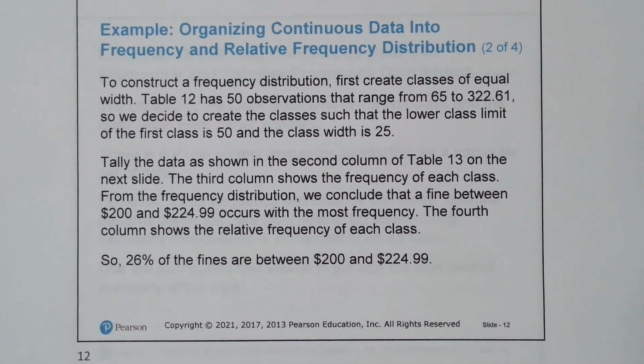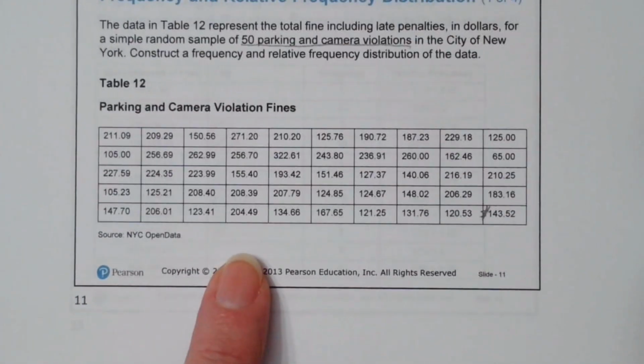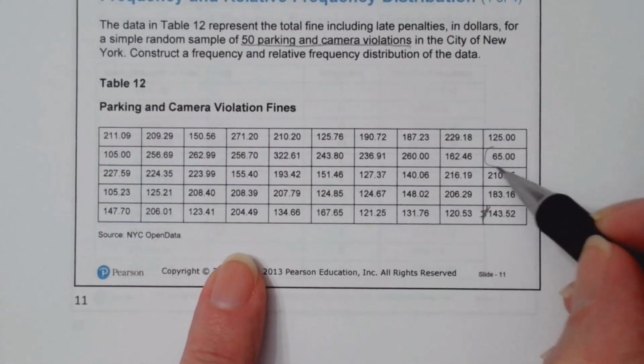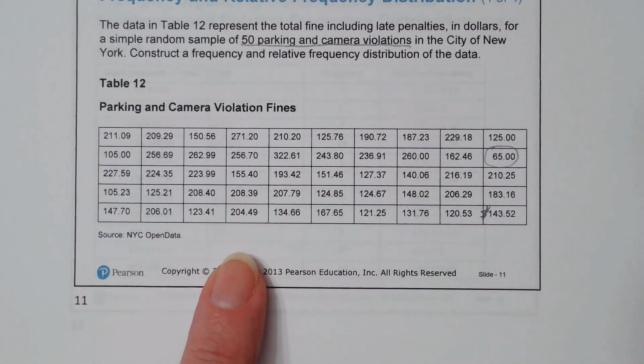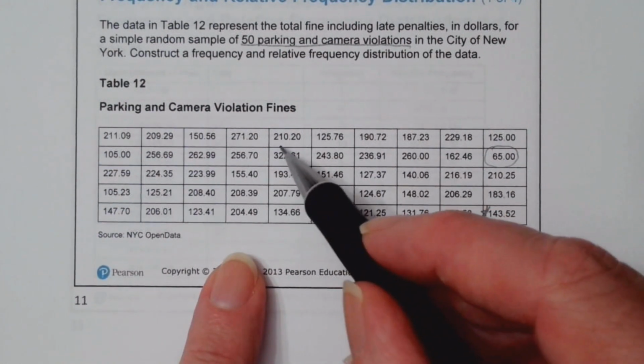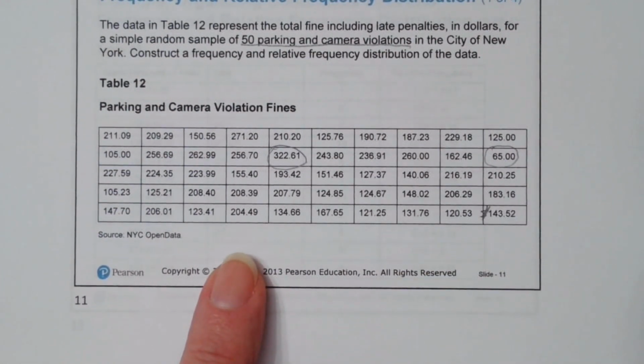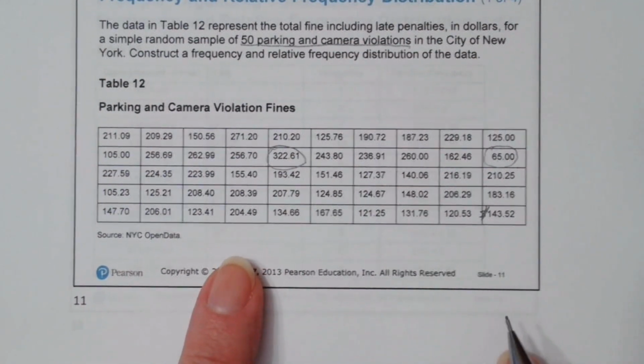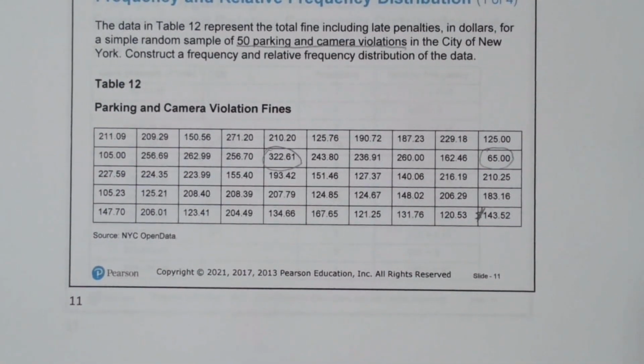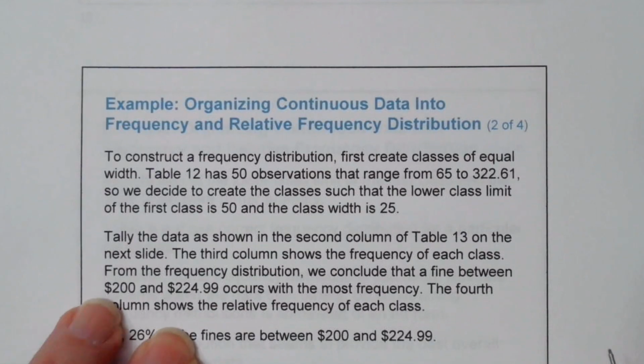Let's see. I do want to mention, one of the big things here is you're noticing your range of data does go from $65 to $322.61. You want to make sure your classes cover that range of data. All right, so let's move on to the next slide.